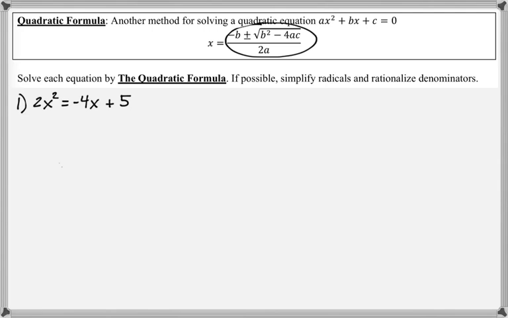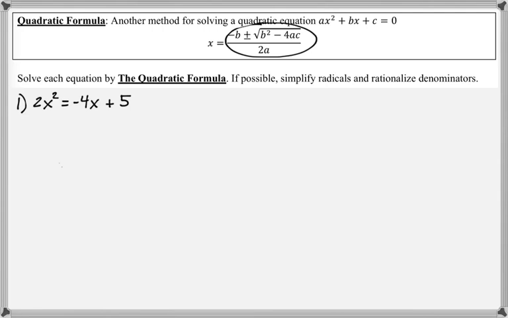Now, with completing the square, we were always able to get an answer. With factoring, we weren't, because there's many trinomials that can't be factored. But completing the square could always get us a solution. Quadratic formula is as powerful as completing the square, meaning it will always get you a solution as well. So let's look at number 1.